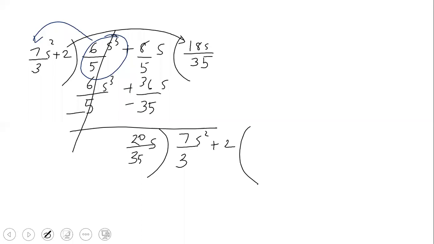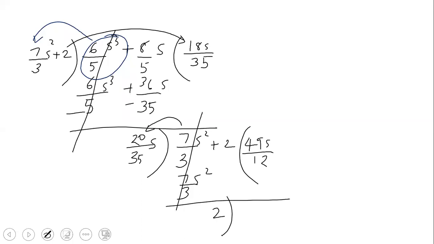So again we divide this by this, so you should get 49s/12, and after getting that you should get 7/3 s square, and we don't have any terms, so this will be 2 and this will go as 20/35 s, and from here it should come to 10s/35, and this should be our final answer.